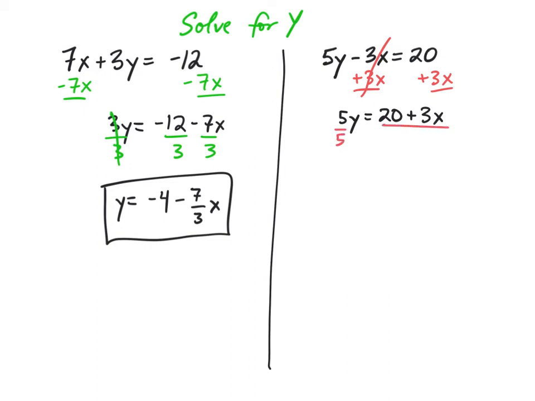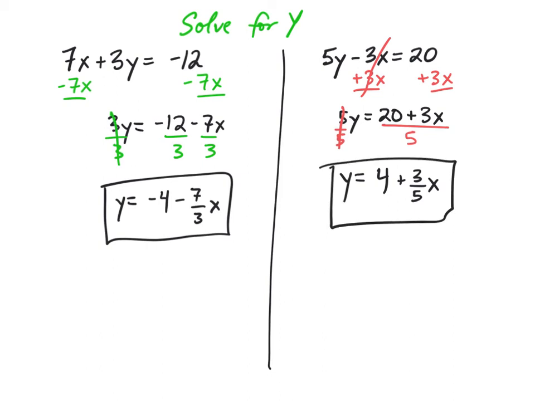Divide by 5. You can divide everything by 5. You can divide each piece by 5. 5 divided by 5 is 1. 1 times y is just y, so I got y by itself. 20 over 5 is 4. 3 over 5 is a decimal, so I'm just going to go ahead and leave it as 3 over 5 with the x. And now I have solved for y.